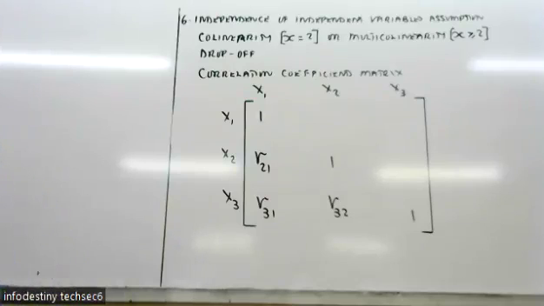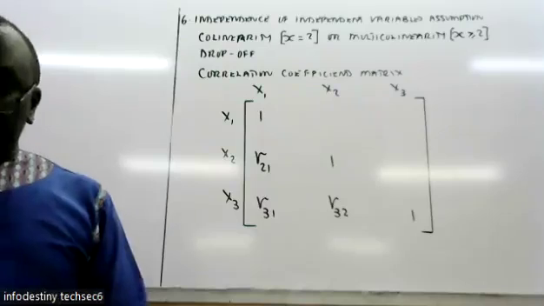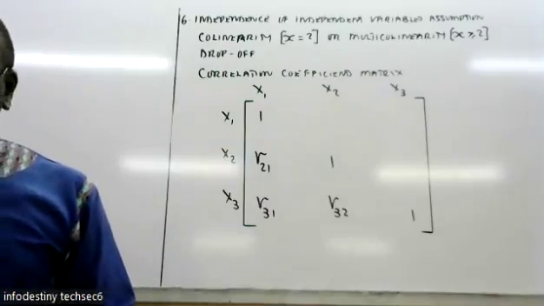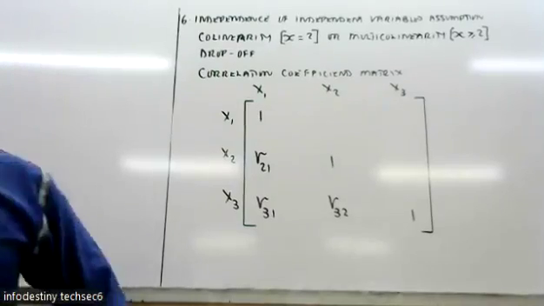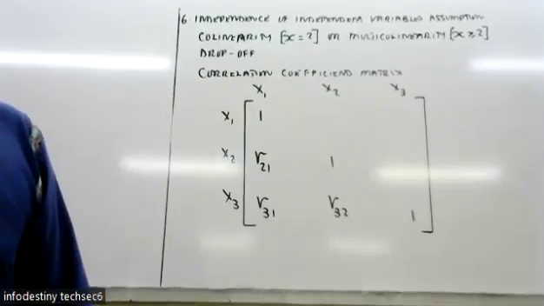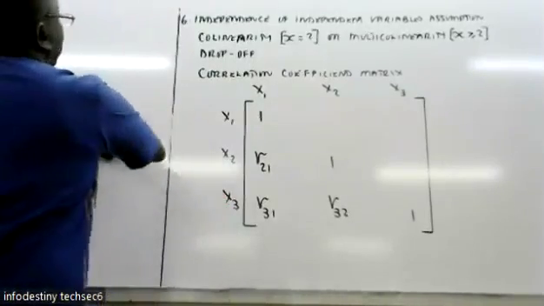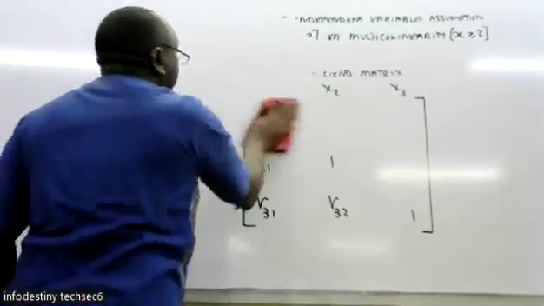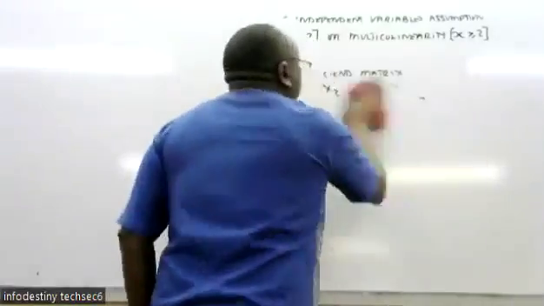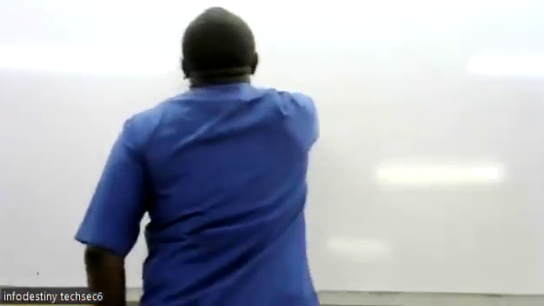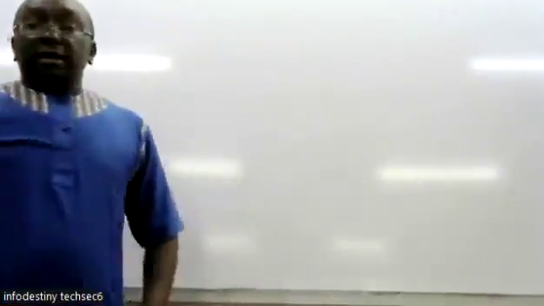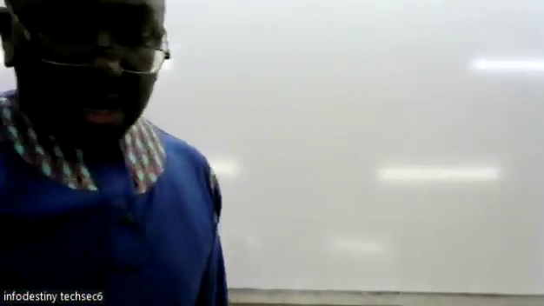Then down there you write that if the correlation coefficient is greater than 0.8, the variables are said to be influencing each other.